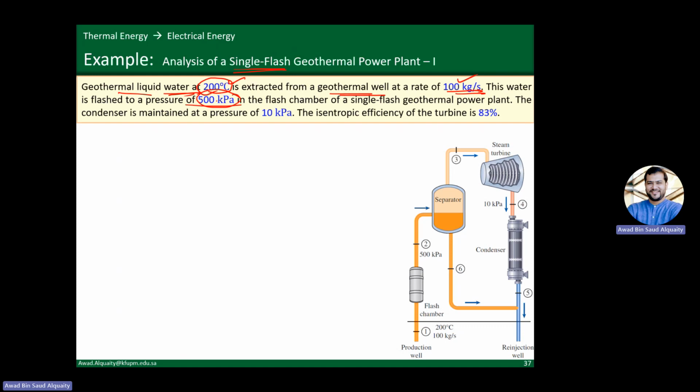Now, what we do is we flash it to a lower pressure, which is 500 kilopascal, in a flash chamber. And when you flash something, we will get a mixture of liquid and vapor, and then we separate it as we discussed before. The other information we have here is about the condenser of the cycle, this part right here. This condenser is maintained at a pressure of 10 kilopascal.